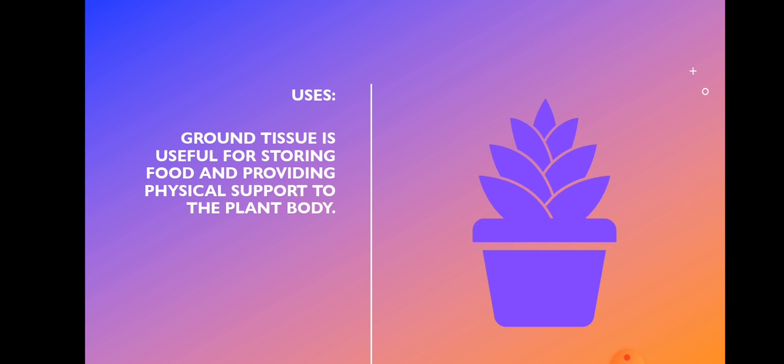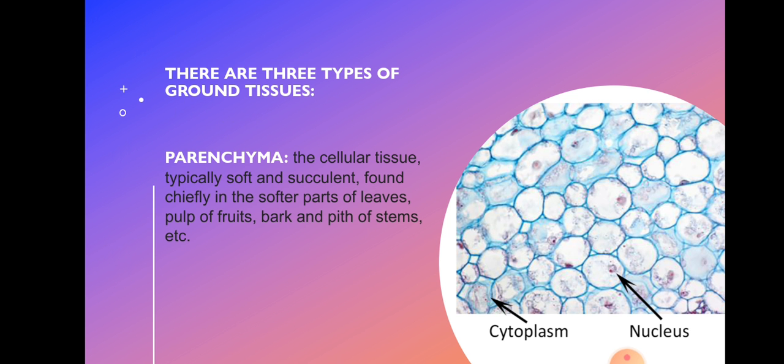So what are the main functions or uses of ground tissue? It is useful in storing food and providing physical support to the plant body. Clear? So let's go with the types of ground tissues. There are three types of ground tissues. They are parenchyma, collenchyma, and sclerenchyma, children. First of all, we will go with parenchyma.